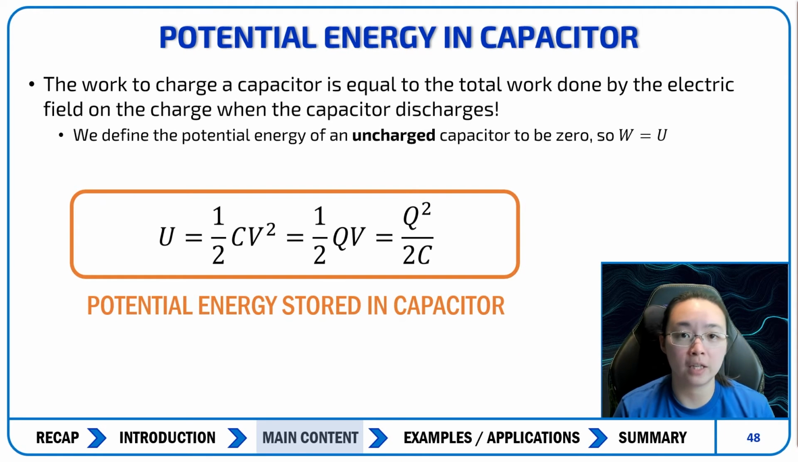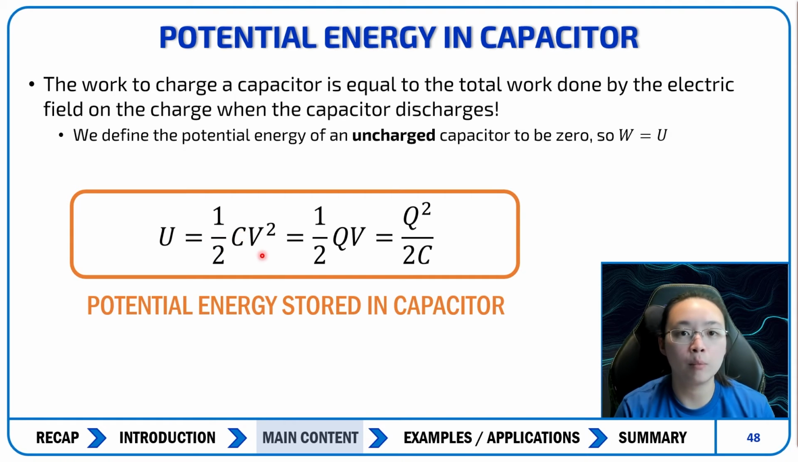If we're taking a look at the potential energy in a capacitor, then we just have to modify the equation slightly. The work that is required to charge a capacitor is equal to the total work done by the electric field on the charge when the capacitor discharges. So we define the potential energy of an uncharged capacitor to be 0, so that W is simply equal to U.